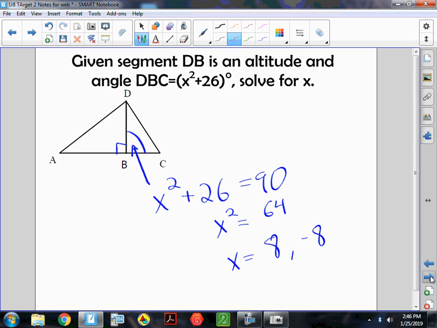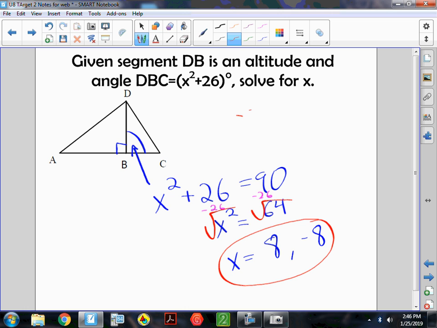So in this problem, they said angle DBC, which is pointed to with the arrow, is equal to x squared plus 26. And so x squared plus 26 equals 90. Subtracting 26 on both sides gives you x squared equals 64. We take the square root of that. And so x is equal to 8 and -8.